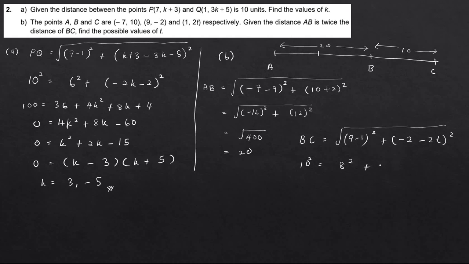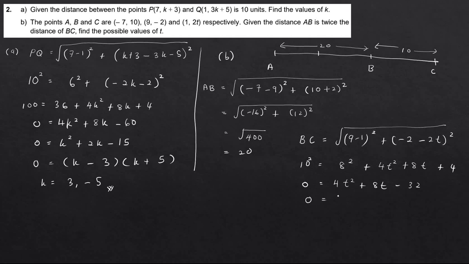We should get 4t squared plus 8t plus 4. Simplify and rearrange: 4t squared plus 8t, and then we have 10 squared is 100, bring here, so 8 squared is 64. 64 minus 100 plus 4 is negative 32.